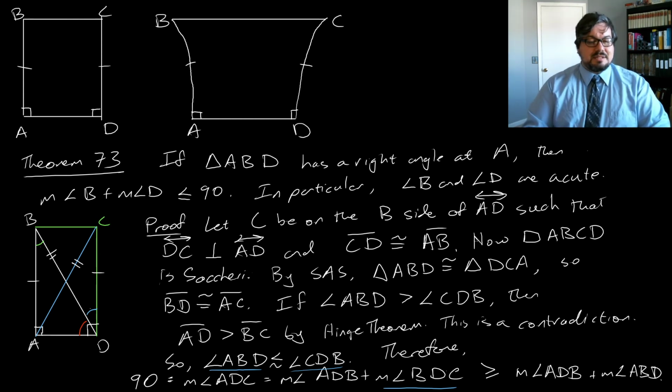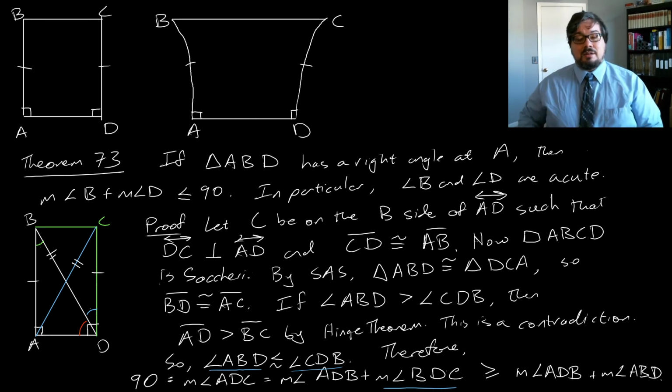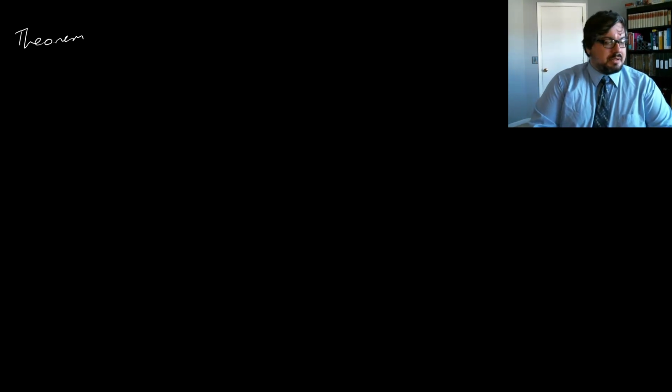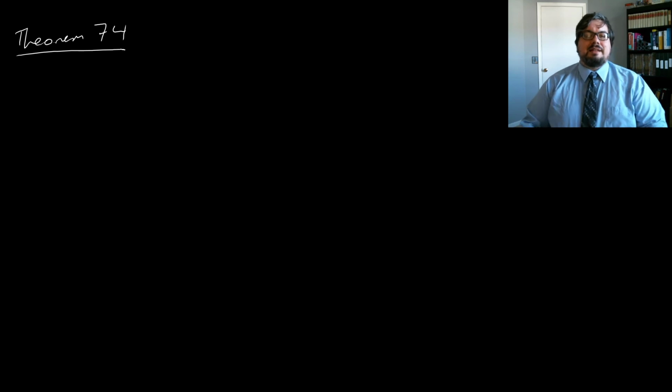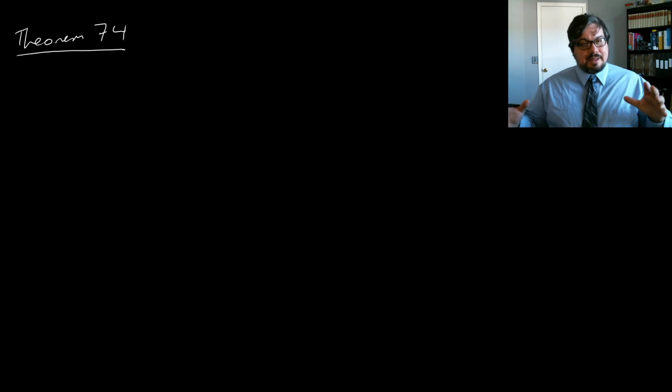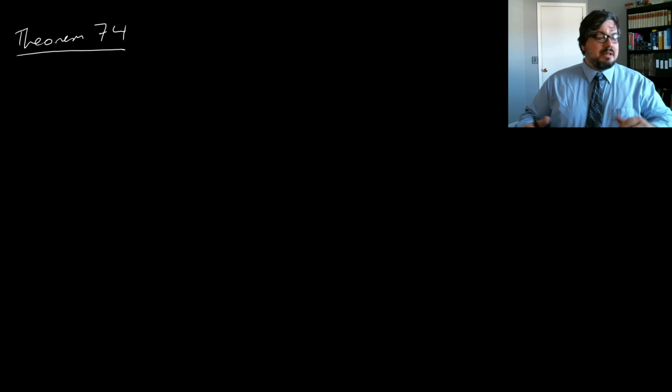All right, so this gives us a step towards understanding the sum of the measures of the interior angles of a triangle. So let's go to Theorem 74. We want to prove that the sum of the interior angles of a triangle always adds up to less than or equal to 180. We're actually not going to be able to prove that it equals 180 in general, but Theorem 74 is a necessary step on the way there.